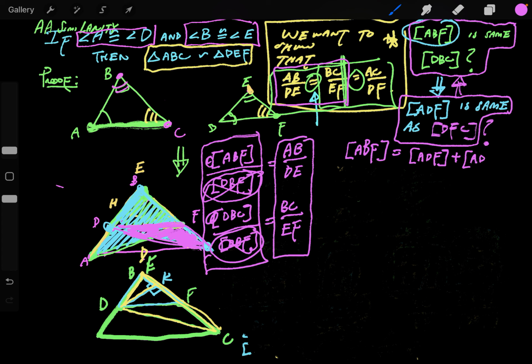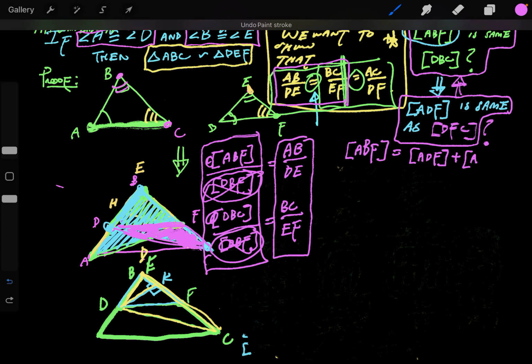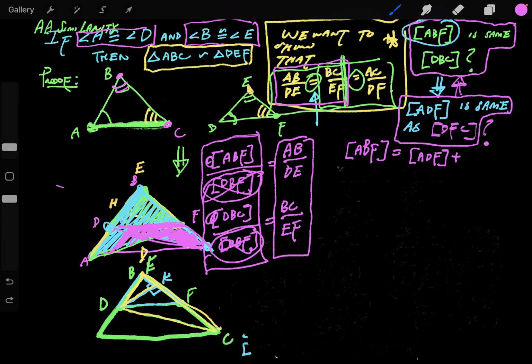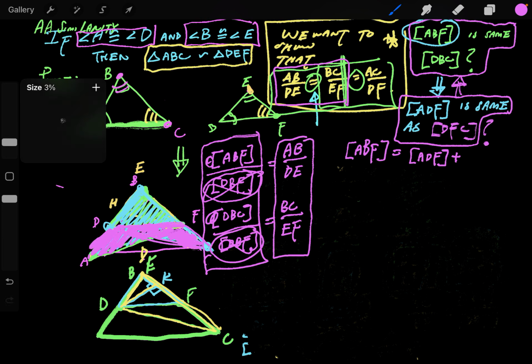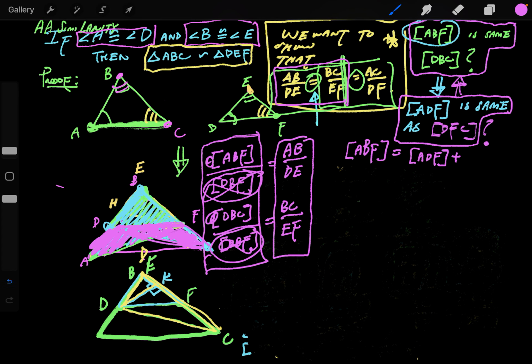Oh, wait, is this right? No, it's equal to, what did I do? Okay, so ADF, this area, right? ADF plus DBF. There we go, DBF. DBF or DEF, whatever you want to call that point.